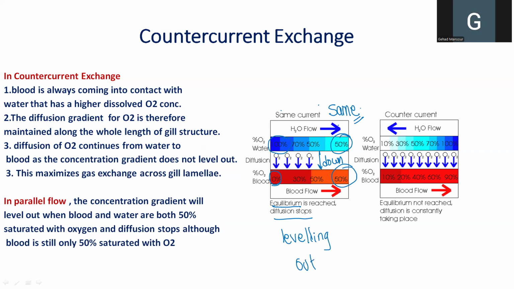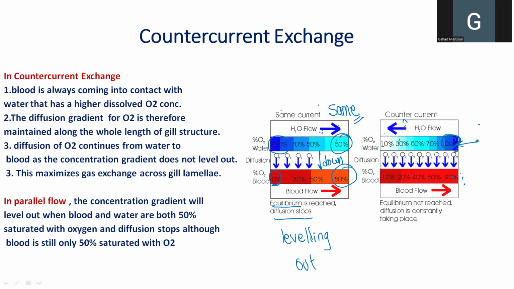But in countercurrent flow, water enters the gills saturated with oxygen, with 100% oxygen. And of course, this oxygen level declines gradually because of the diffusion of oxygen from the water to the blood, but it never reaches zero. Why? Because at the beginning, we have a high concentration of oxygen here and a low concentration of oxygen in the blood. So oxygen diffuses at a rapid rate.